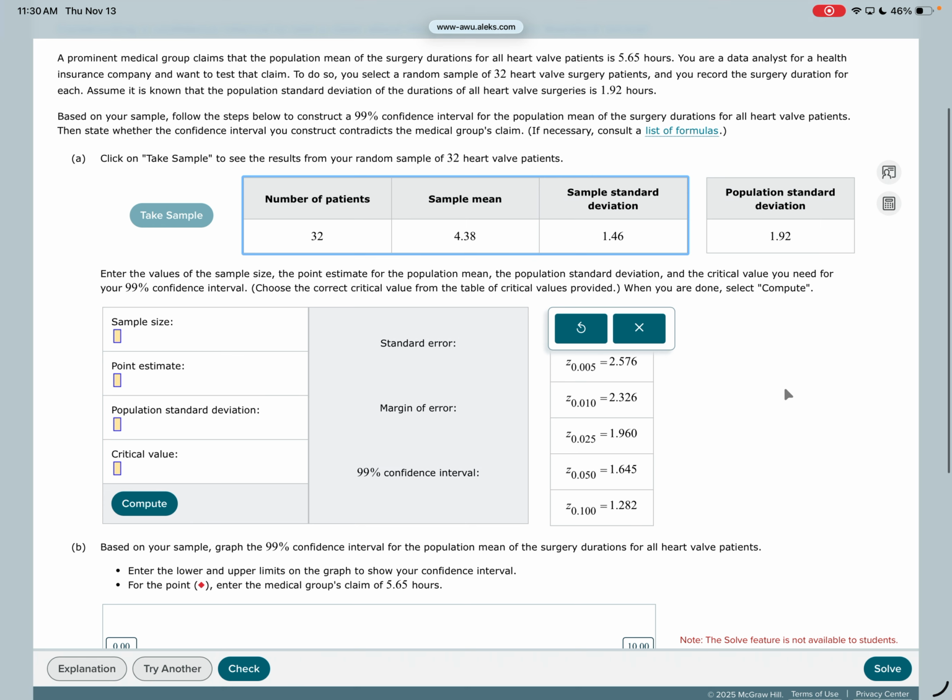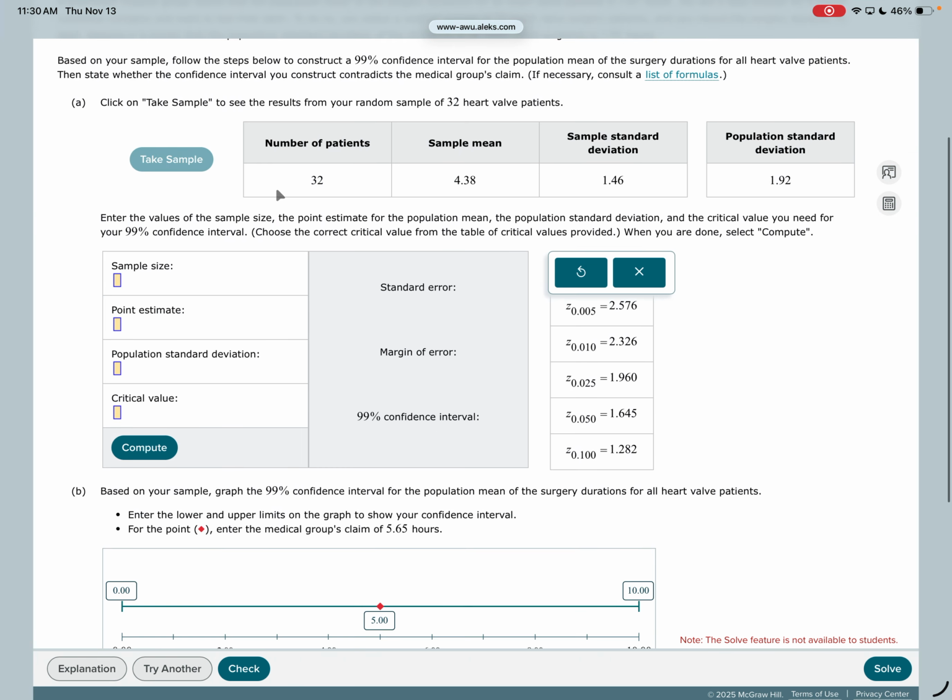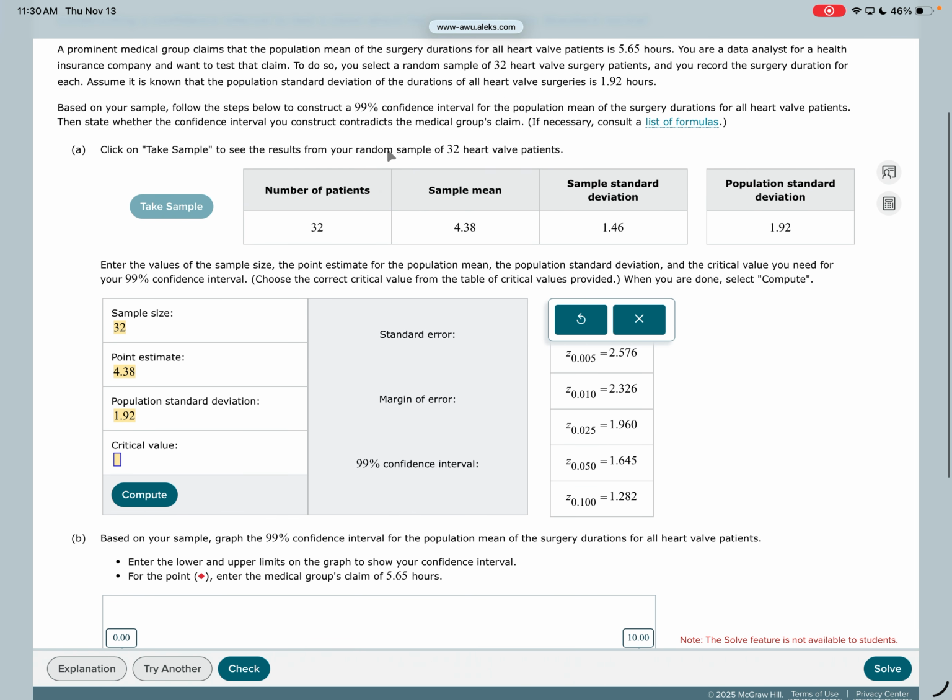So this one's about a medical group and a heart valve patient, how long the surgery is for a heart valve patient. We click take a sample. It's 32 people that we are sampling. Our point estimate is the average, 4.38. The population standard deviation is 1.92. Critical value, what are we doing? Go back up here. Oh, it says it right here, I guess.